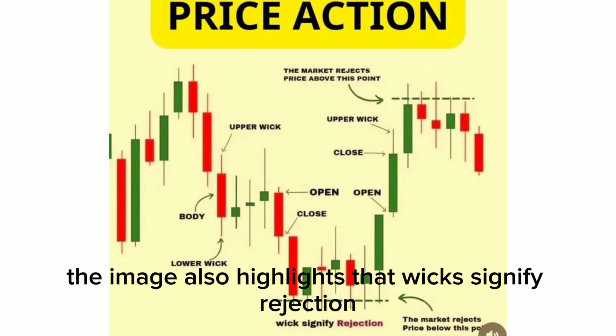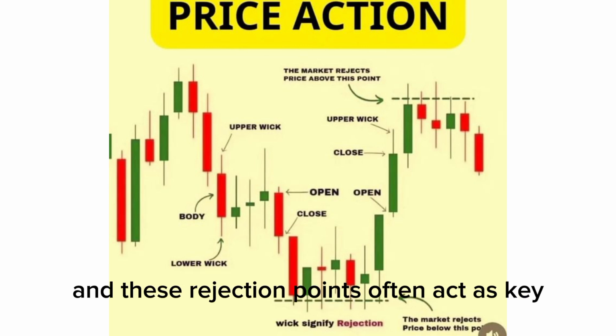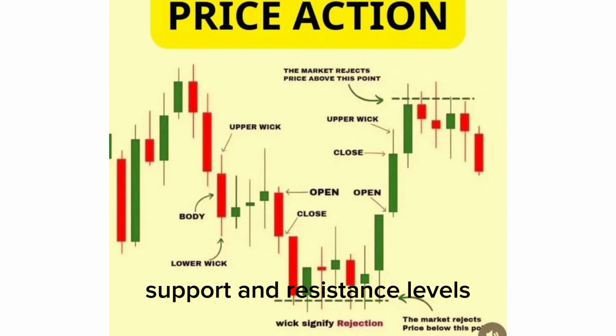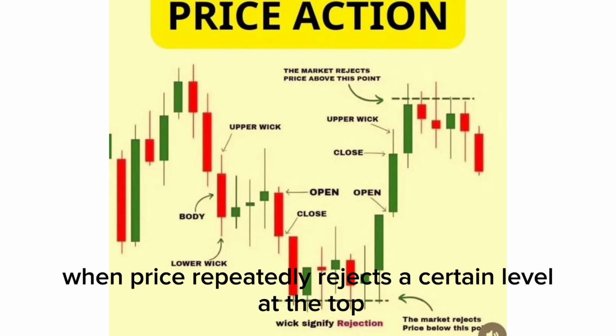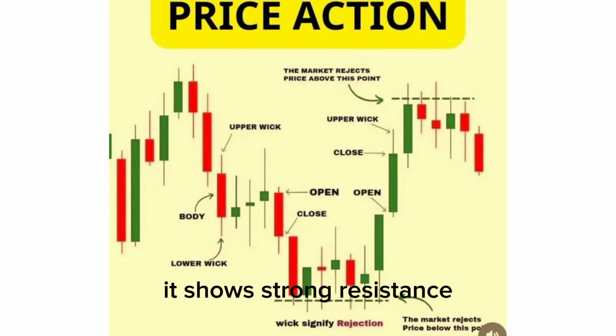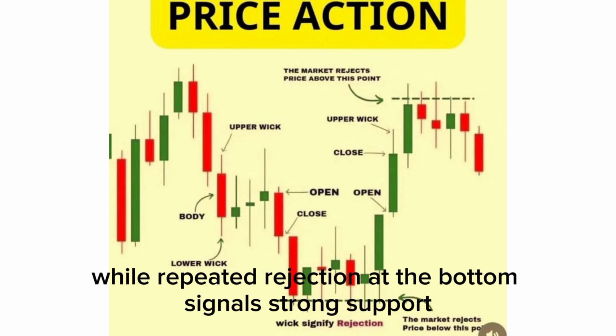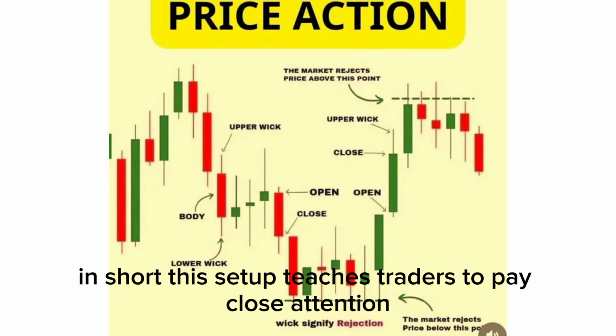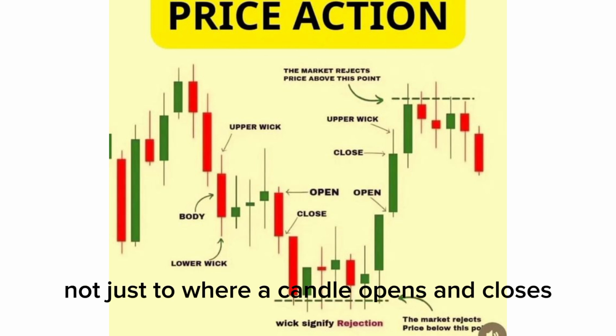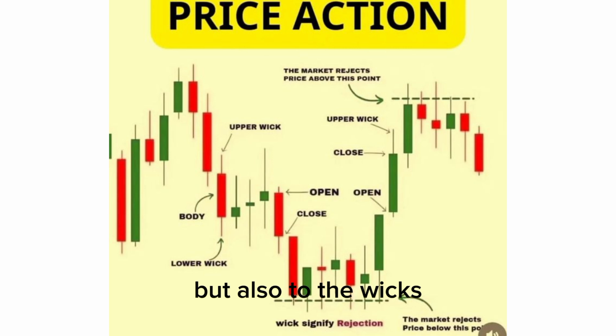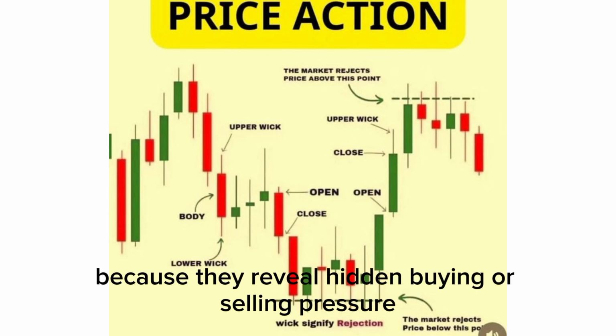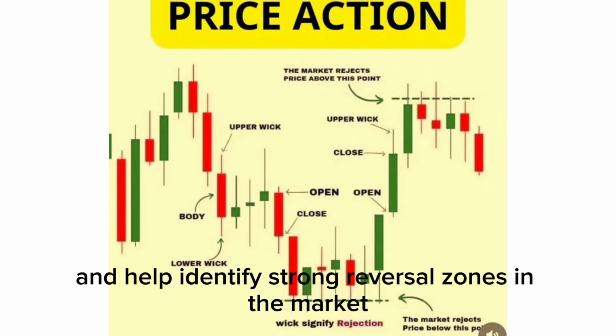The image also highlights that wicks signify rejection, and these rejection points often act as key support and resistance levels in the future. For example, when price repeatedly rejects a certain level at the top, it shows strong resistance, while repeated rejection at the bottom signals strong support. In short, this setup teaches traders to pay close attention not just to where a candle opens and closes, but also to the wicks, because they reveal hidden buying or selling pressure and help identify strong reversal zones in the market.